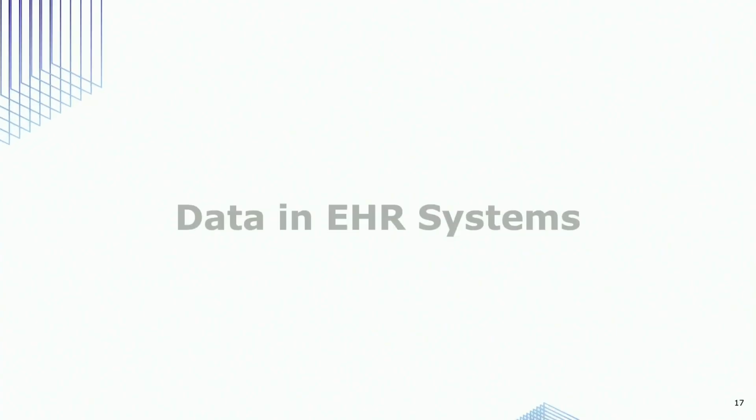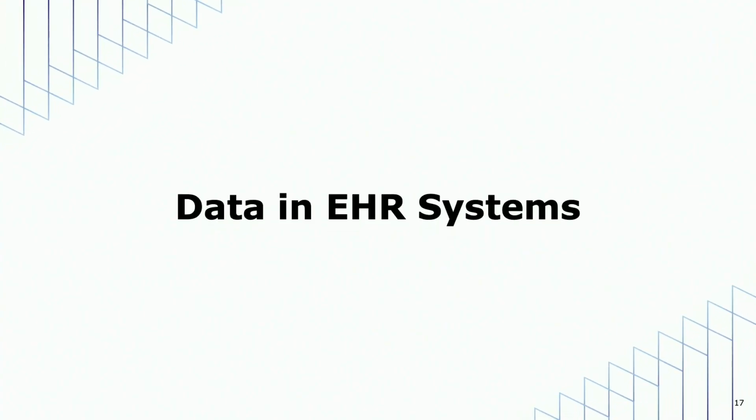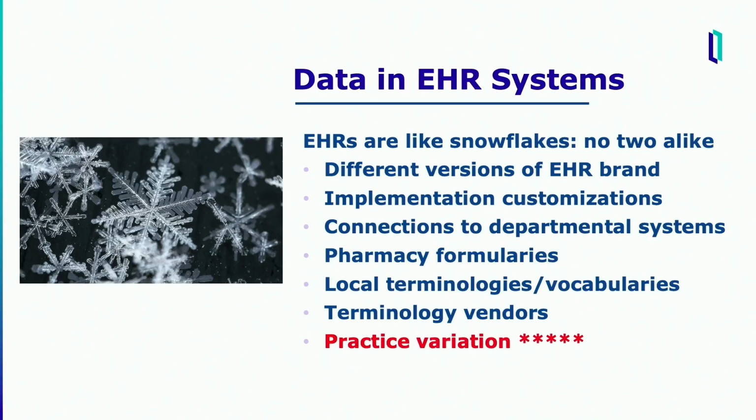FHIR has taught us a lot about data in the EHR systems that we should have known was complicated, because that's sort of where we started with those reports from the Institute of Medicine that I mentioned. The data in EHR systems is not the same, even if we would like it to be. EHR systems are like snowflakes. They are all different, more so than you would think. They're different versions of that EHR brand. There are always customizations when you implement an EHR. There are connections to different departmental systems. Different hospitals have different laboratory systems.